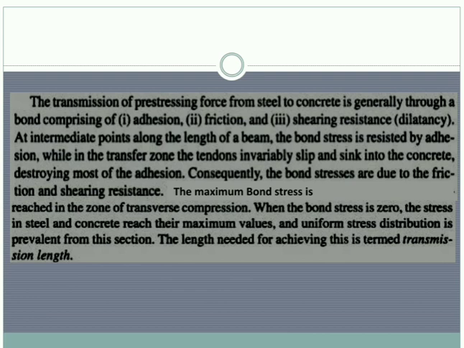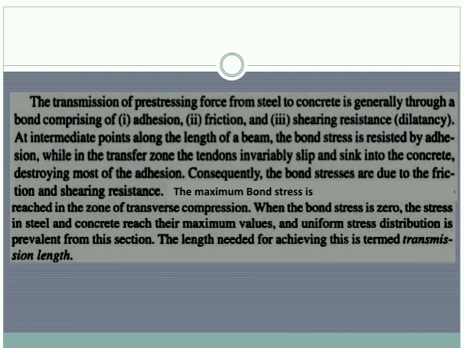So this paragraph clearly explains what transmission length is. When the stresses are applied, they are transferred from the steel wires or tendons to the concrete, and this transmission takes place because of what? Adhesion, friction and shearing resistance. But the bond strength factor is the most important thing in this transmission. Over a length, because of this bond stress, the transfer takes place, and at a point this bond stress becomes 0, where the stresses in steel and concrete reach the maximum value. Maximum value means the applied pre-stress, which is achieved at a particular length.